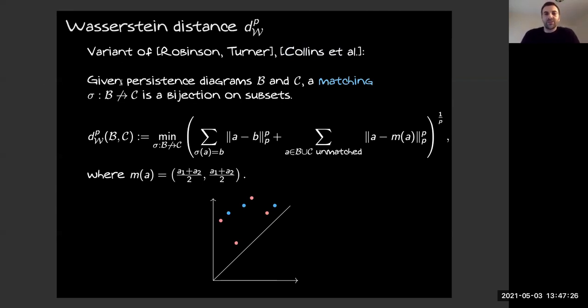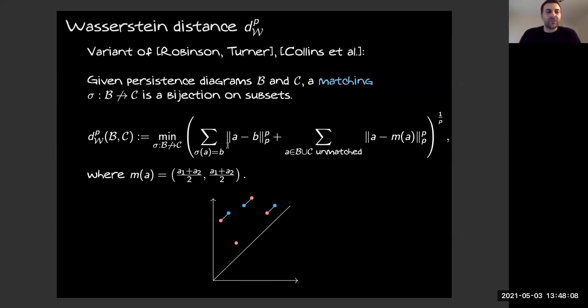Okay, so here's how we define this. First, let me talk about matchings, because we need to talk about matchings to define this Wasserstein distance. Suppose I'm given persistence diagrams B and C. So think of B as, say, the orange and C as the blue. Then a matching between B and C is just a bijection between subsets of B and C. So we can illustrate this like so. In this bijection, all the blue points are matched, and then there's just one red point left unmatched. Or I don't know if you want to call that red. It's somewhere between red and orange.